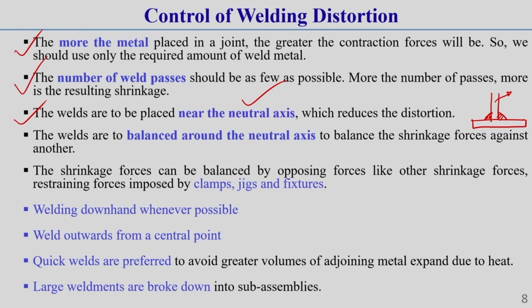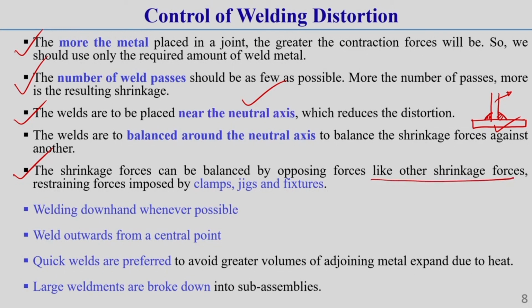So, instead of one-side fillet welding, if we use both-side fillet welding simultaneously, then we can get a balanced type of welding. Okay. So, here the distortion or shrinkage forces generally balance each other, and the distortion is minimized. Now, the shrinkage force can be balanced by opposing force like another shrinkage force, understand. Just now I have explained, and also we can control the distortion by restraining forces imposed by clamp, jig and fixture.